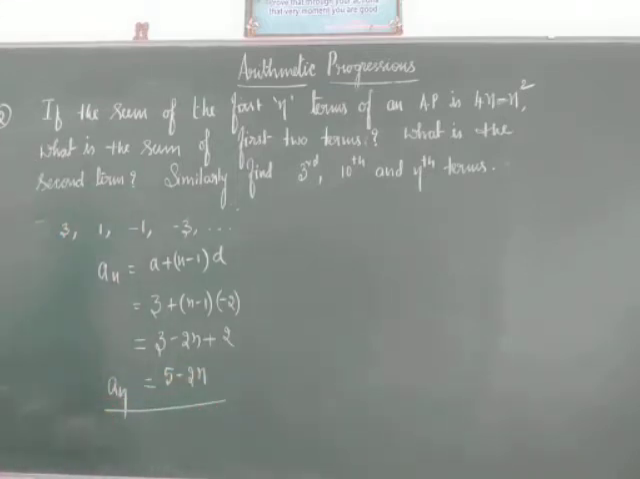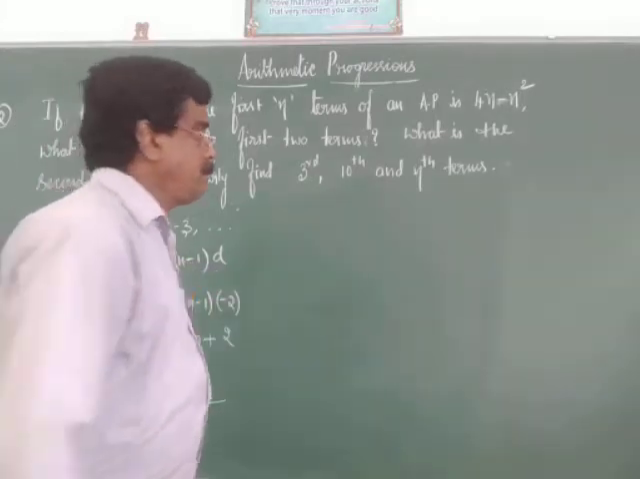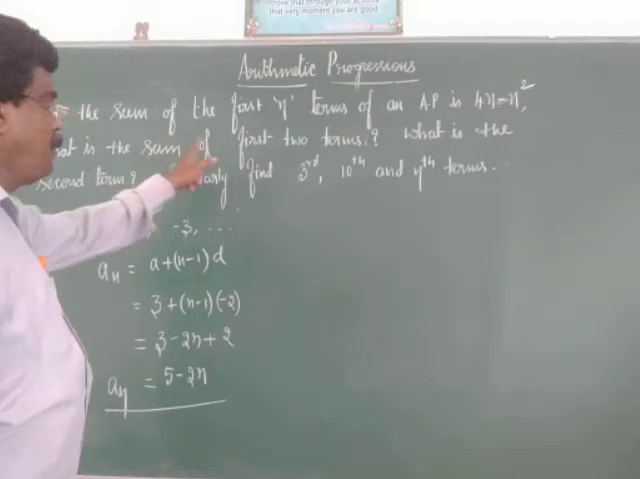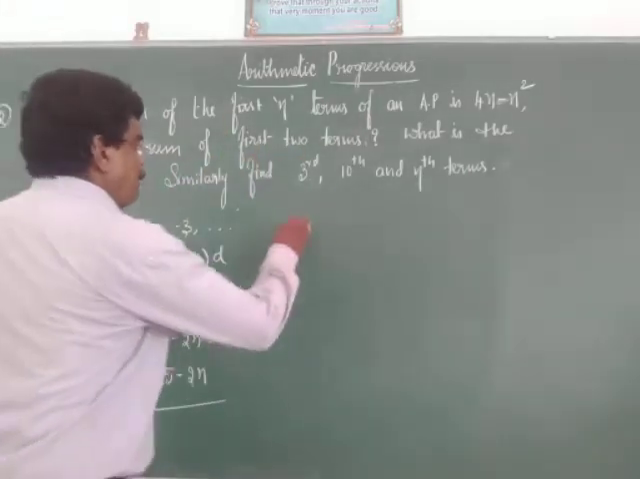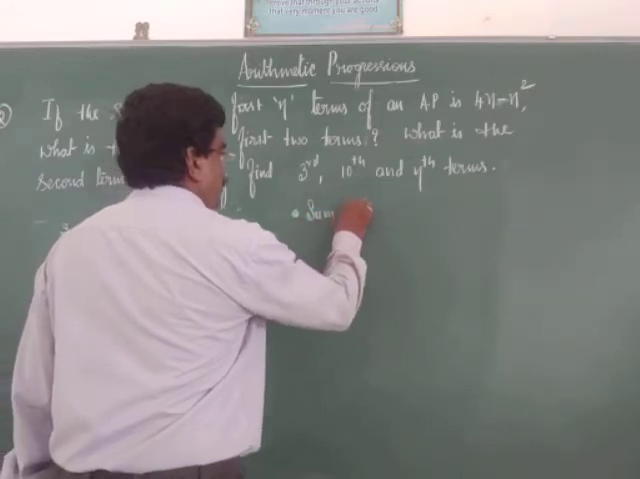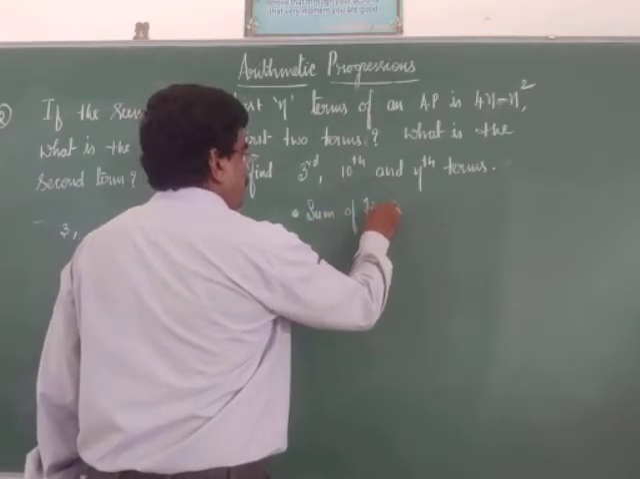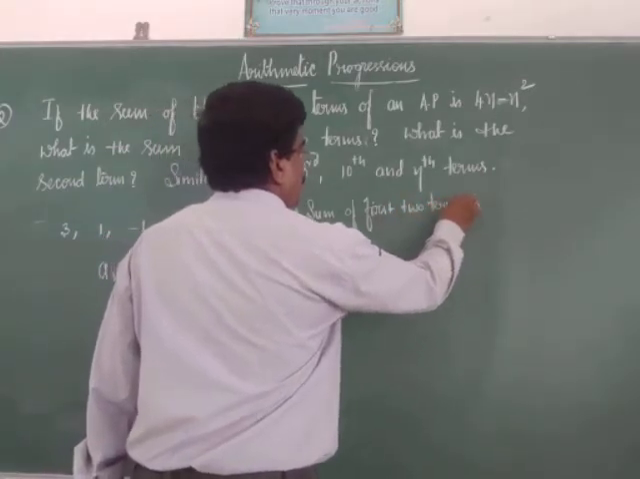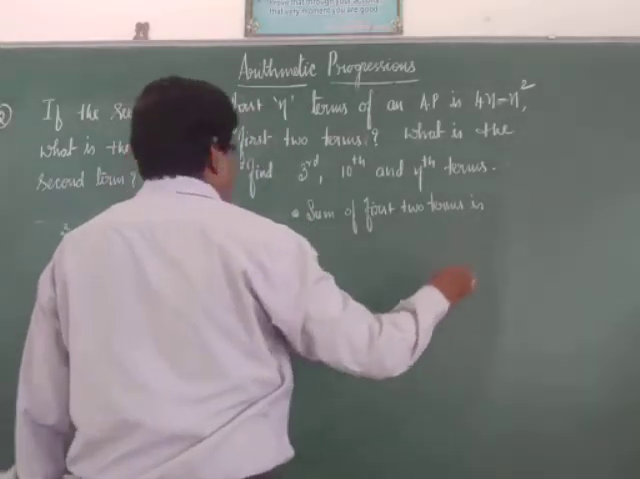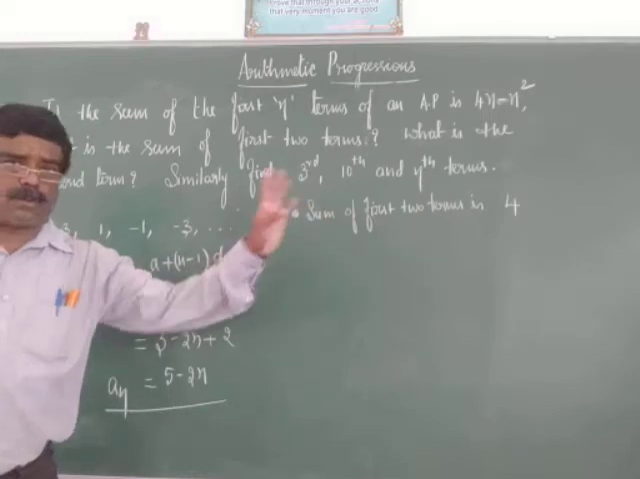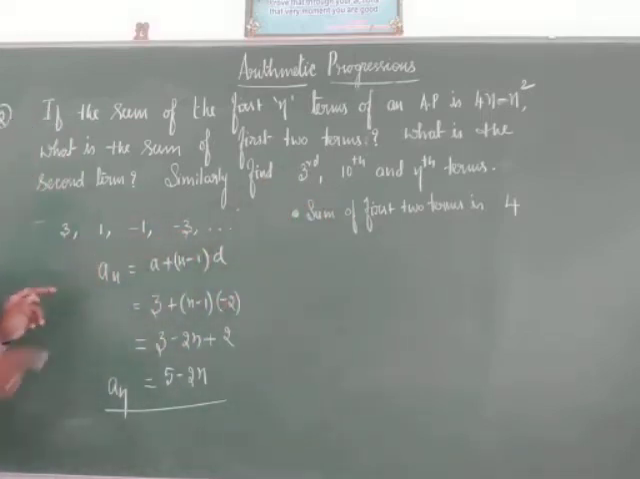This is an. Now let us conclude the result. Five questions were asked here. Under that, what is the sum of the first 2 terms? The sum of the first 2 terms is 4. You can make out here only. 3 is there, 1 is there. 3 plus 1 is equal to 4.